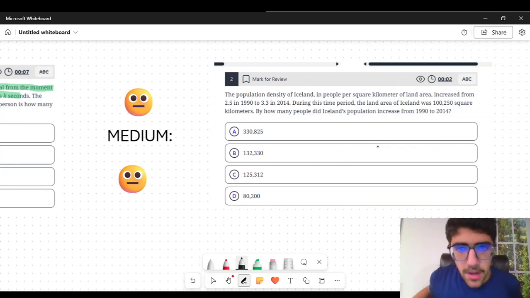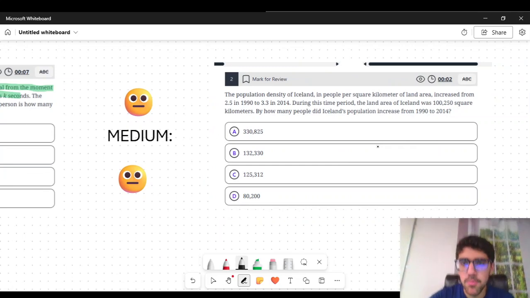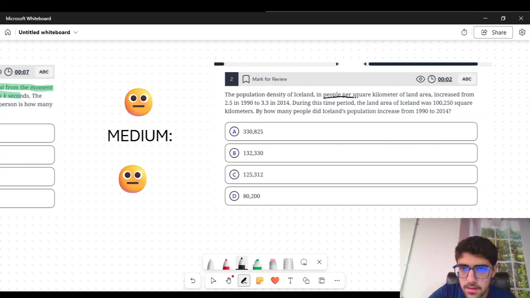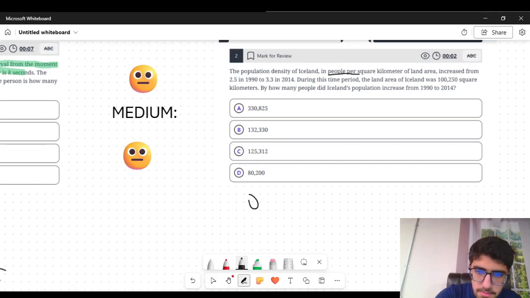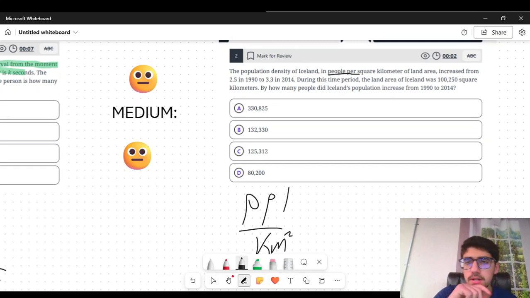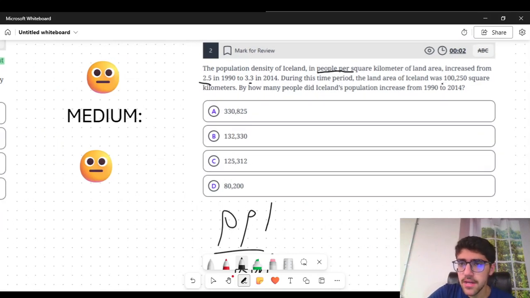So this one tells us that the population density of Iceland in people per square kilometer, so the units is people per kilometer squared, or square kilometers, whatever you want to say, of land area, increased from 2.5 in 1990. So the ratio went from 2.5 to 3.3 in the 24-year time period. During this time period, the land of Iceland did not change. It was 100,250 square kilometers. So by how many people did Iceland's population increase from 1990 to 2014?